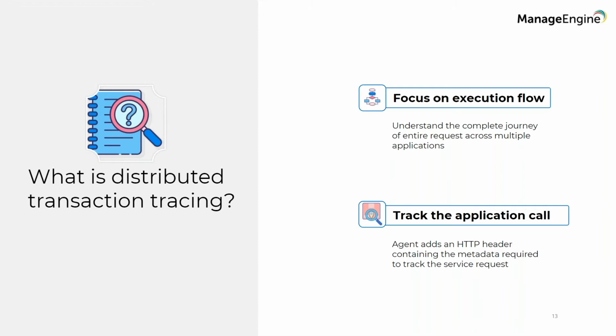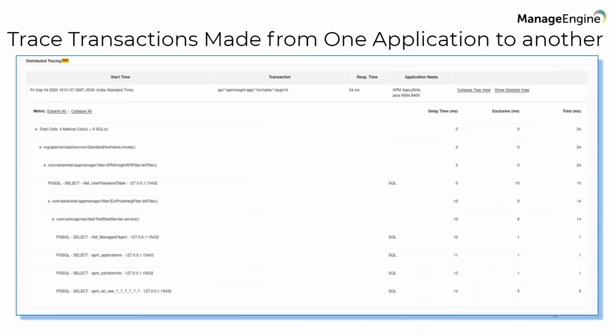That is, this agent tries to add the HTTP header, right, with the metadata which is required to track the specific service request, which will help you to analyze the complete chain of the reactions with the detailed information on what exactly is happening. You can also track the transactions whichever is made from one application to another.